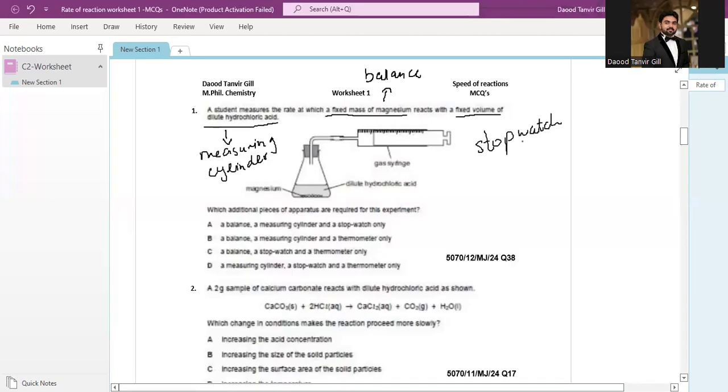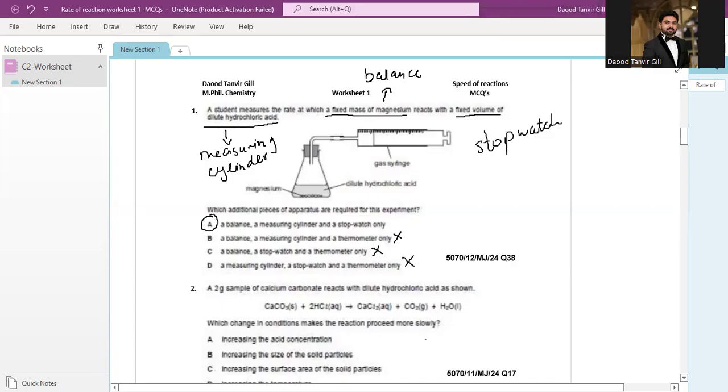So which option has all three? A. And it also says thermometer. We don't need a thermometer because we are not checking the temperature changes. So automatically these three options do not suit the question. So I will simply put a cross in front of them. I'm eliminating these options. So we are left with only option A, that is balance, measuring cylinder, and a stopwatch only. So A is the correct answer.